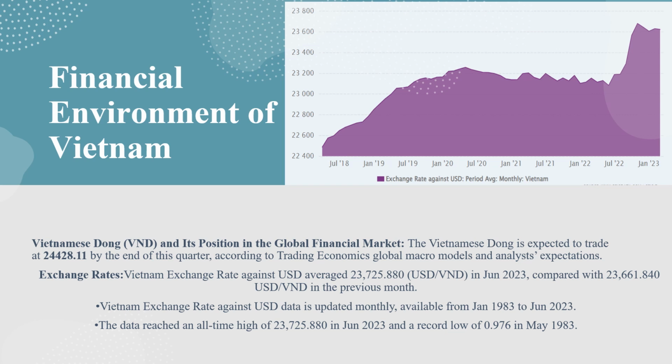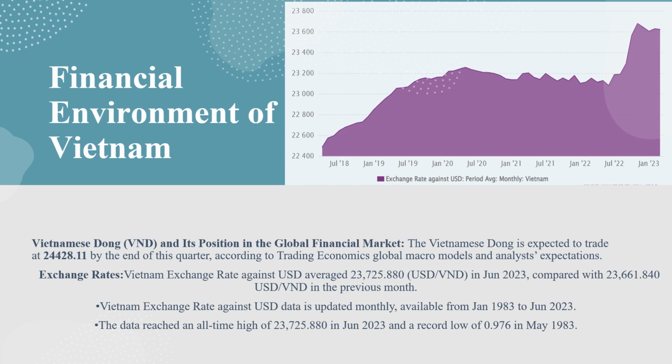Coming to the financial environment system in Vietnam, and its position in the global financial market, it is expected to trade at 24428.11 by the end of this quarter, according to Trading Economics global macro models and analyst expectations.